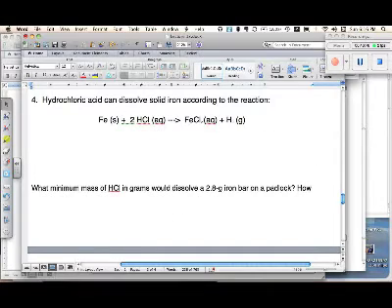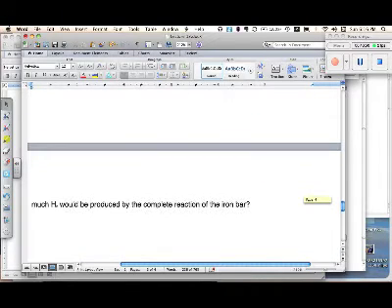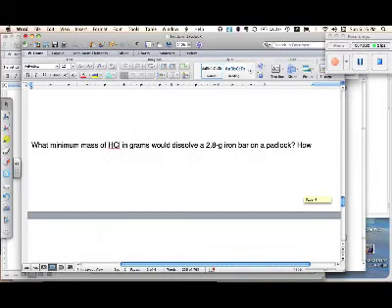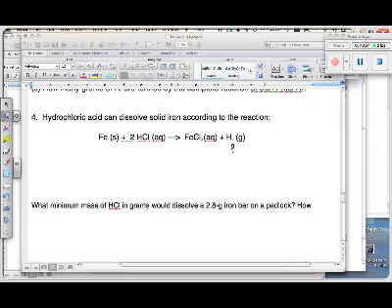All right, let's see if there's any more to this. How much hydrogen would be produced by the complete reaction of the iron bar? So how much usually means grams, so I'm just going to put that in. And luckily I still have, it was 0.1 moles of this, and it was 0.05 moles of this. So I can use either one. I have to go back to moles in order to move over to the hydrogen. So I'm just going to go ahead and use the HCl. That's okay, won't make any difference.